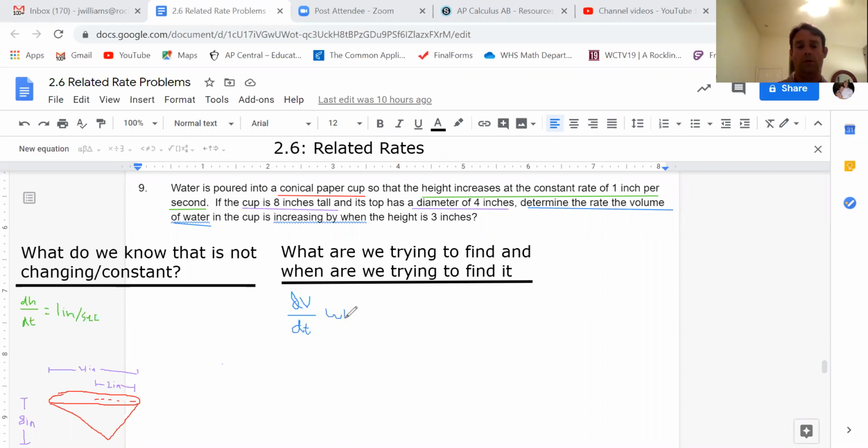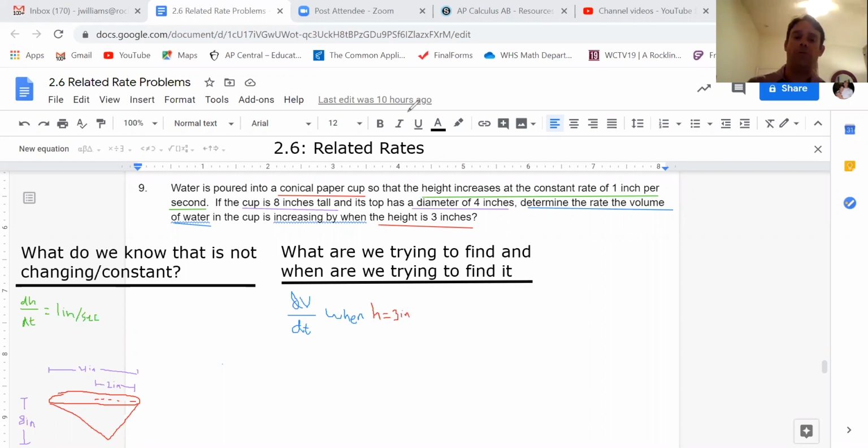When the height is 3 inches. All right, so when the height is 3, so when h equals 3 inches, I can do that.